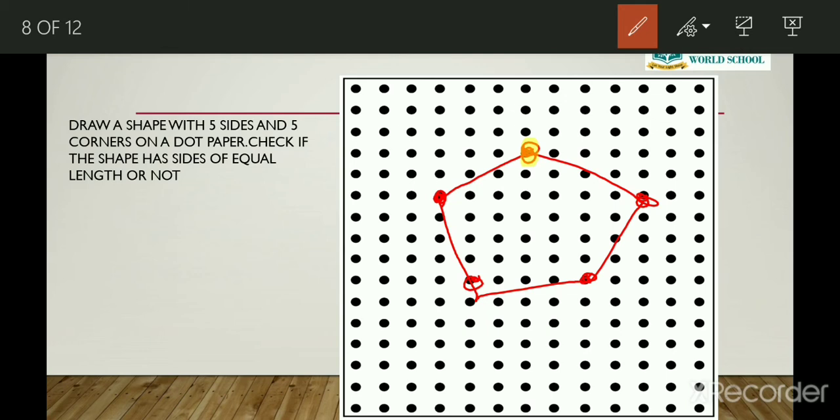Okay, so measure the sides of the shape to check if all the sides are equal or not. So you can use any ruler for this. Take a ruler and just try to measure the sides of the shape which you have drawn using the dot paper. So a shape like this with 5 sides and 5 corners is called a pentagon. Similarly, if there are 6 sides and 6 corners, then it is called hexagon. Okay.